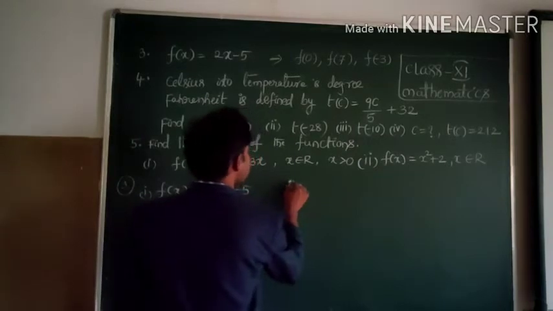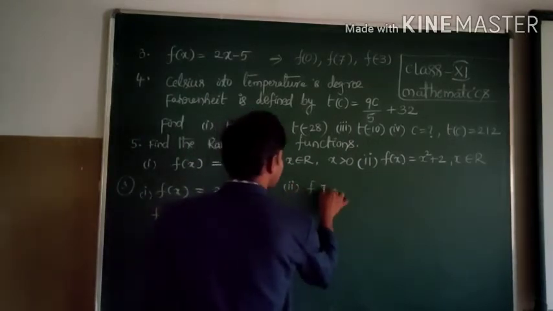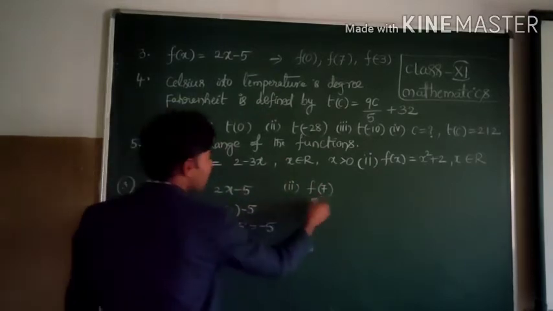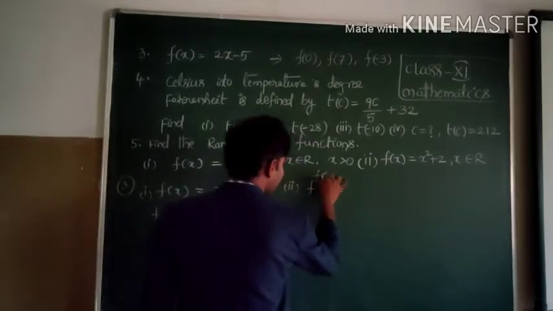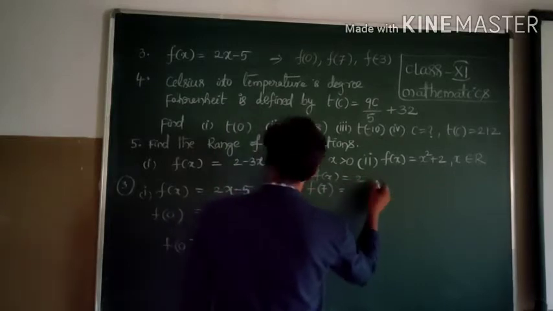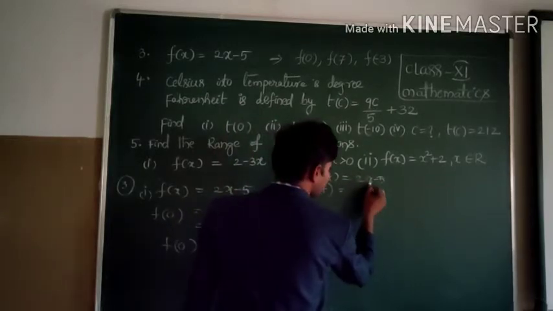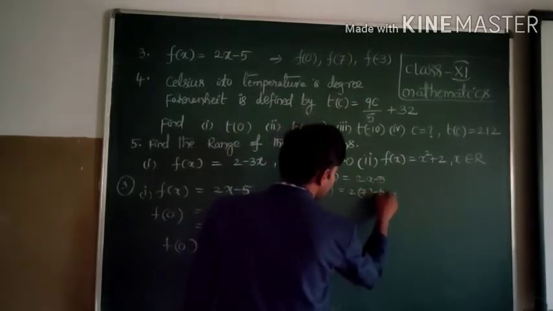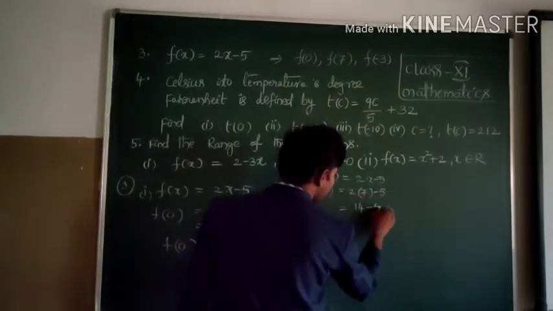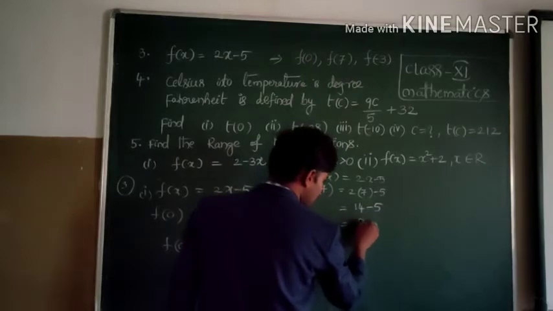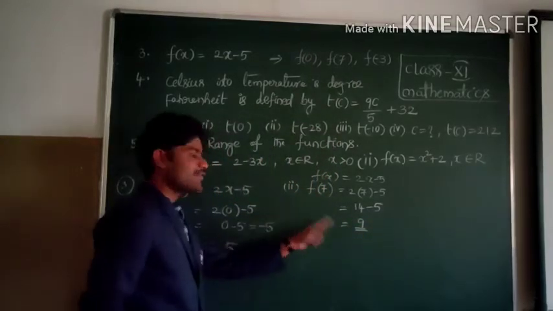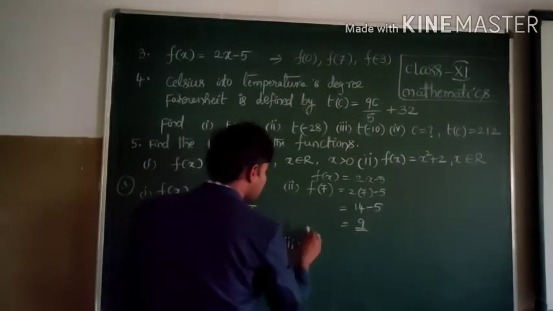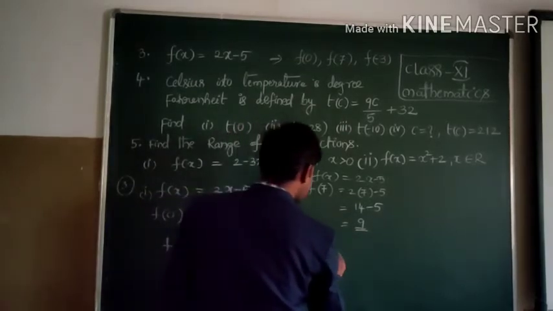Then my second one is f of 7. In place of x we have to substitute 7. So here f of x is given, that is 2x minus 5. Right? So the x value this time is 7. 2 into 7 minus 5 is equal to 14 minus 5. So 14 minus 5 is how much? 9. So f of 7 value is 9.